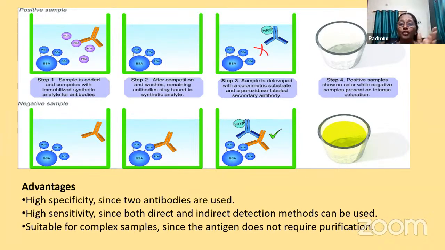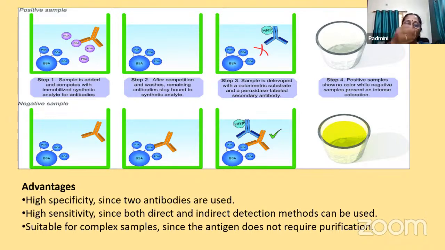Okay, so they're all washed off and there is no color formation over here. So this is a positive result. But if the patient is negative for that virus, in his sample there will be no antigen present. And when you're adding that sample with the antibodies, there is no antigen present, so the antibodies are not binding to any antigen in the sample.